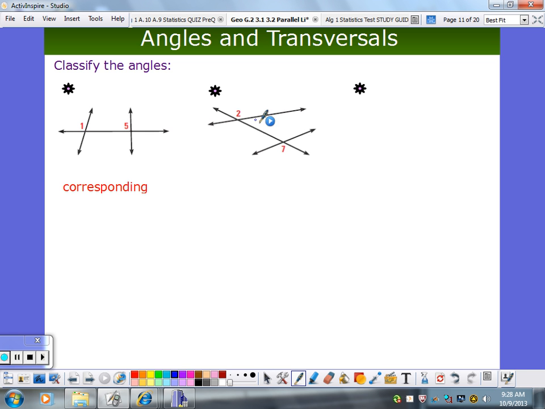Alternate exterior, right? This is my inside. They're both on the outside, so they're exterior angles. They're alternating around that transversal. Alternate exterior. What about these guys right here? Alternate interior. Because now I'm on the inside, so I know they're interior angles, and they're alternating around that transversal.